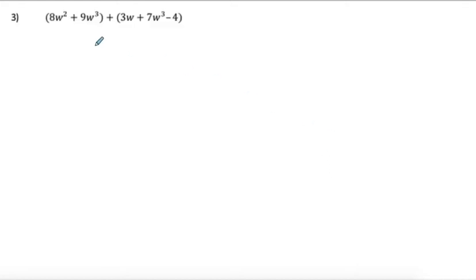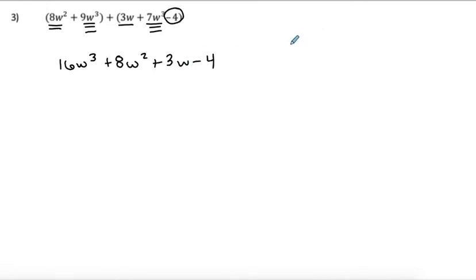On the third one where we're adding, we have 1, 2 here, 1, 2, 3. So that's not in standard form to start with. And then we have 1, 1, 2, 3, and a constant here. So if I combine, starting with the largest, I have 9 plus 7, so 16w cubed. And then I have 8w squared, which doesn't get combined with anything. I have 3w, which doesn't get combined with anything. And my negative 4 comes down as well.